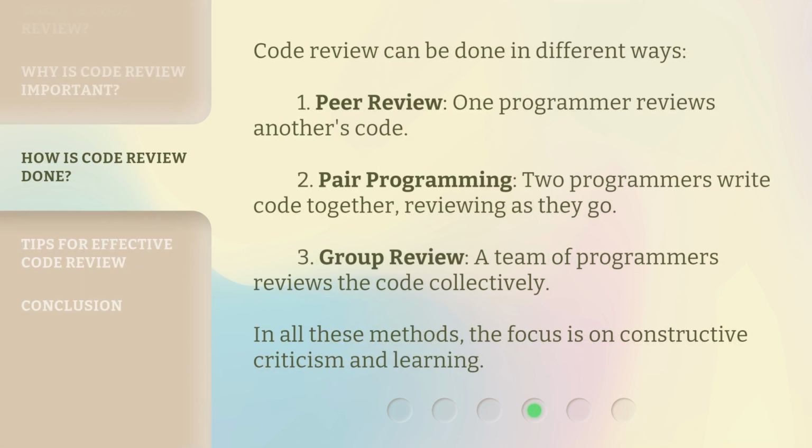Code review can be done in different ways. 1. Peer review. One programmer reviews another's code. 2. Pair programming. Two programmers write code together, reviewing as they go. 3. Group review. A team of programmers reviews the code collectively. In all these methods, the focus is on constructive criticism and learning.